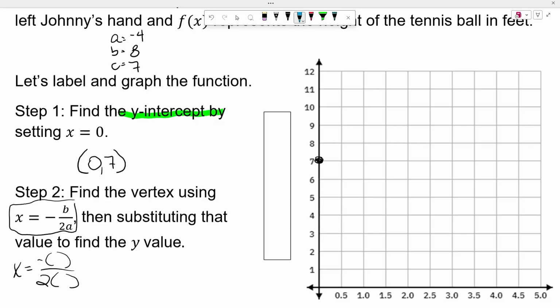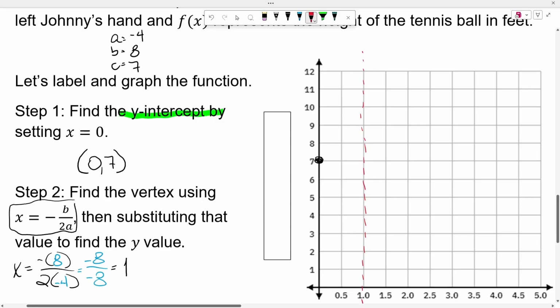I go and I plug in my a and my b. So on top I need b, which is 8. On the bottom I need my a, -4. So I have -8 over -8, which in this case gives me a positive 1. 1 is my axis of symmetry. I can come over here and I can place a dotted line here for the axis of symmetry.